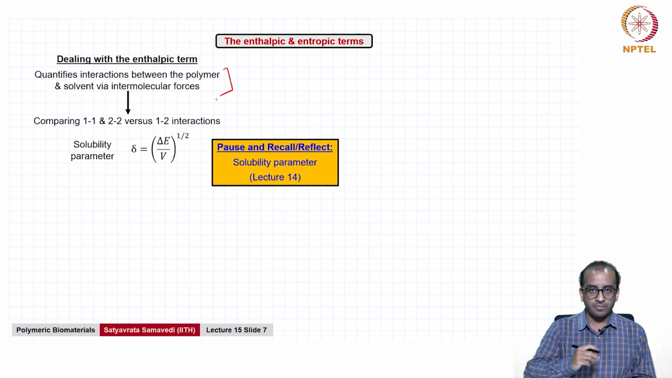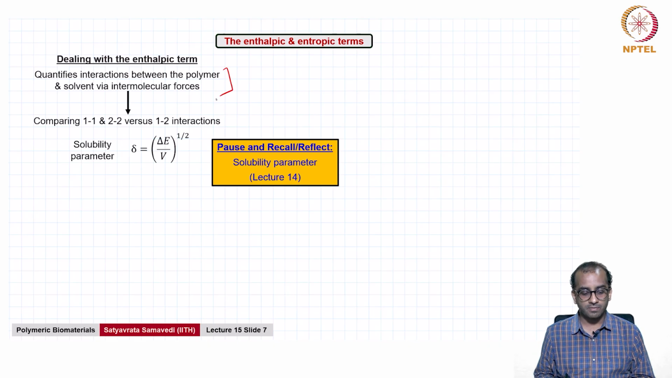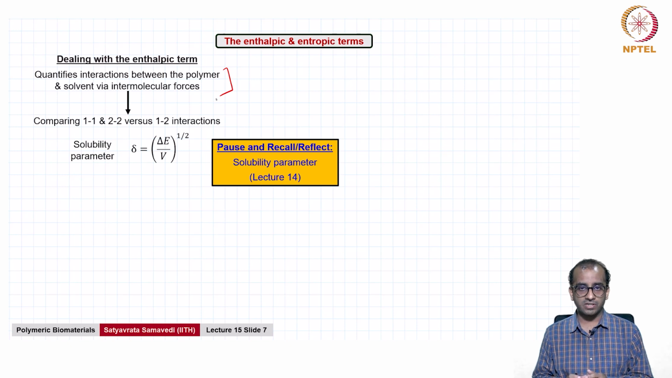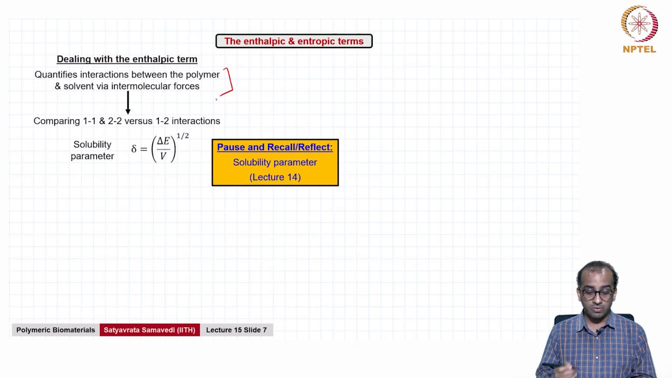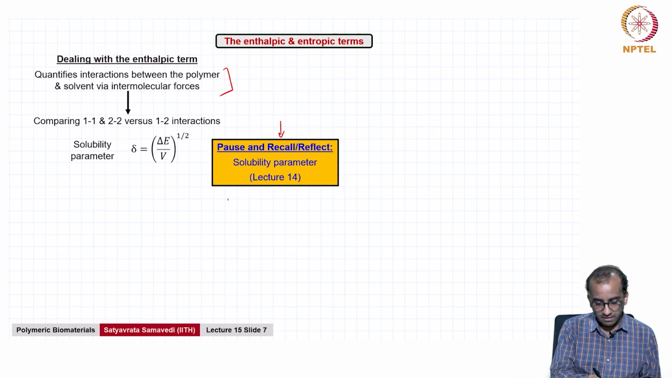The enthalpic term, one way to think about it, is in terms of the interactions between the polymer and solvent through intermolecular forces. You are comparing polymer-polymer and solvent-solvent interactions in the unmixed pure state versus polymer-solvent interactions in the mixed state. Earlier, when we looked at solubility parameter in lecture 14, we talked about like dissolves like. Here we will redefine that a little bit.